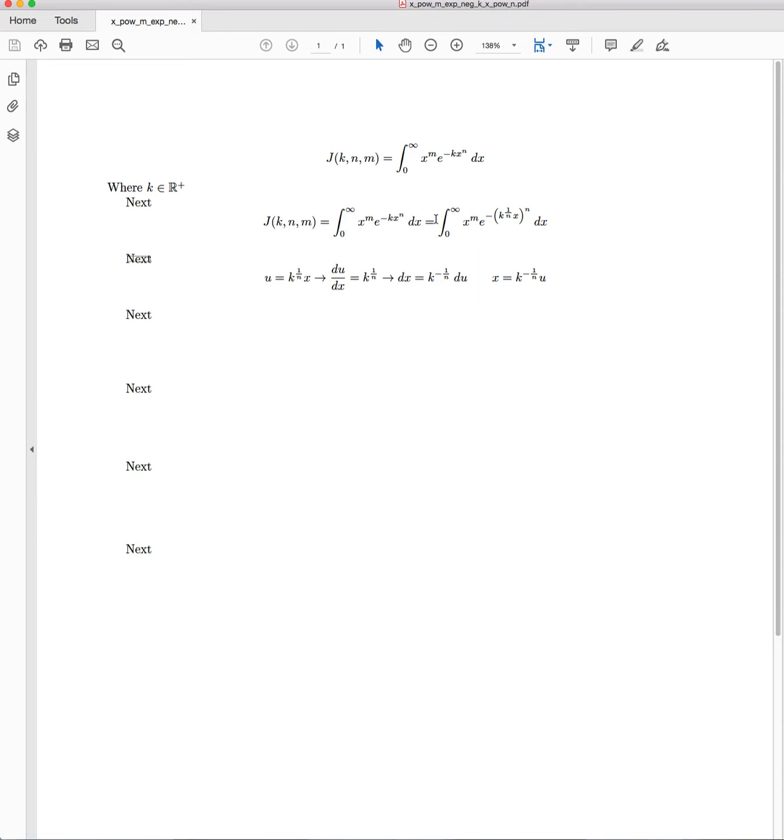Now in terms of the bounds, you'll see that they remain unchanged. Because k is a positive value, that means k to the 1 over n is going to be a positive value. No matter if n is positive or negative, this will always be a positive quantity.